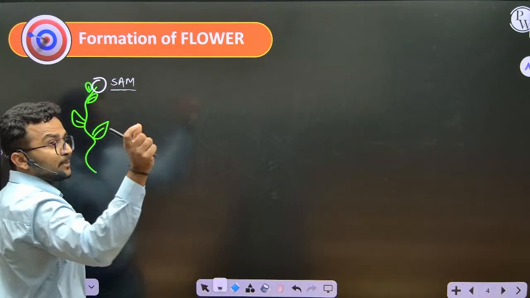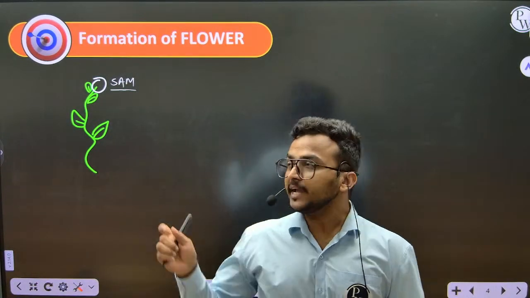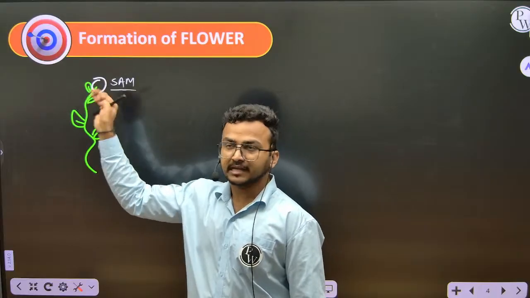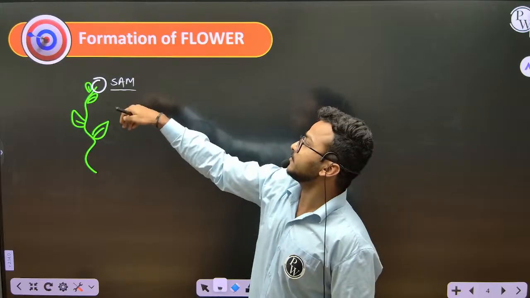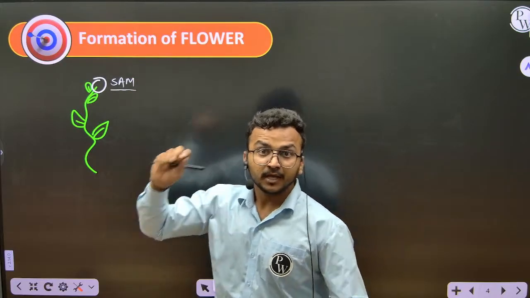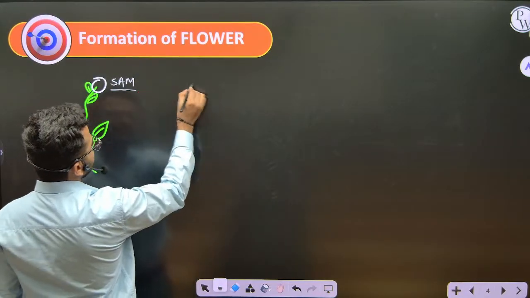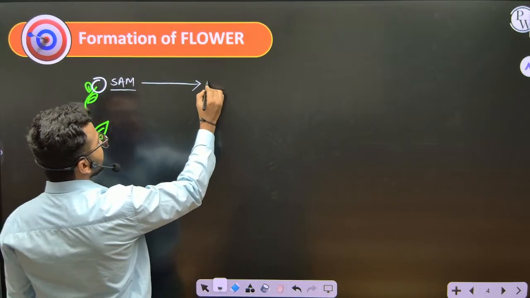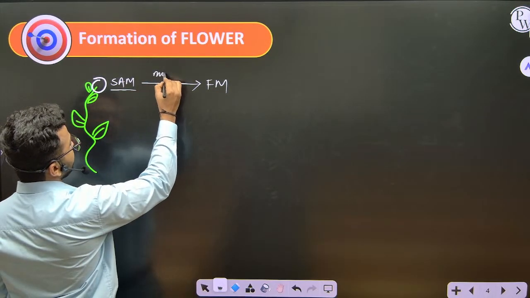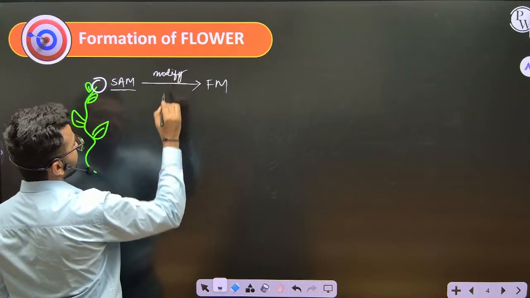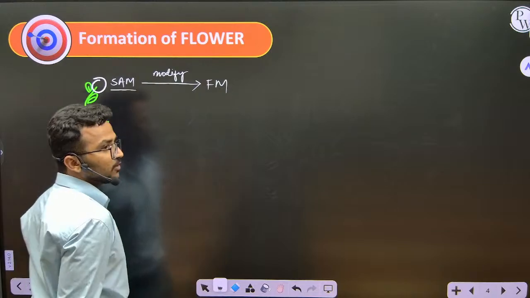So meristematic cells means what? Which continuously divide. So here, which is present on the shoot region, on the apex at the end of the shoot, that is shoot apical meristem, which shows continuous dividing. Now this shoot apical meristem modifies into floral meristem. So it is modifying into floral meristem there.